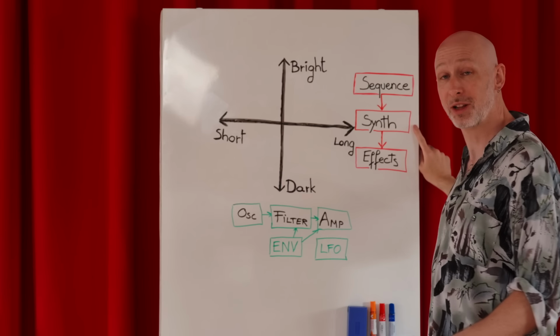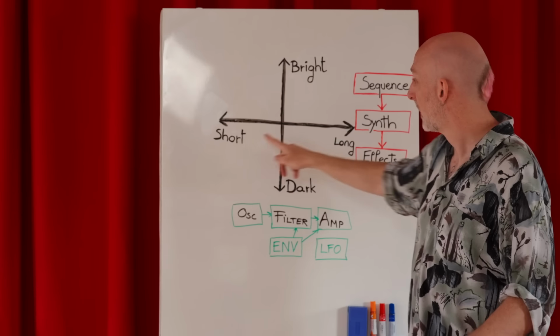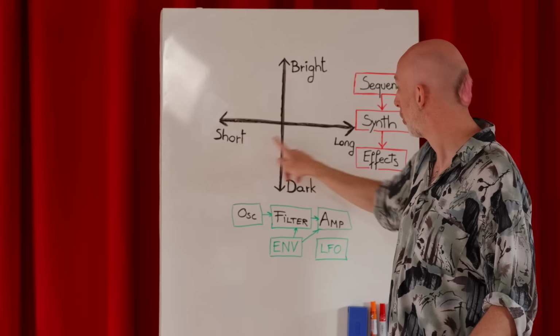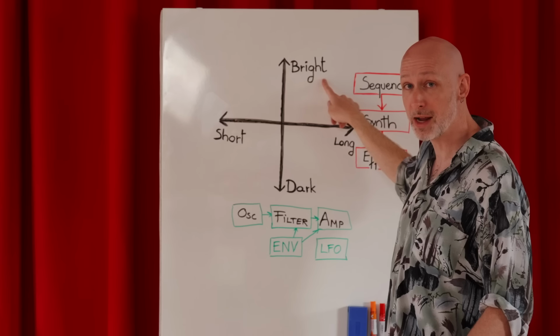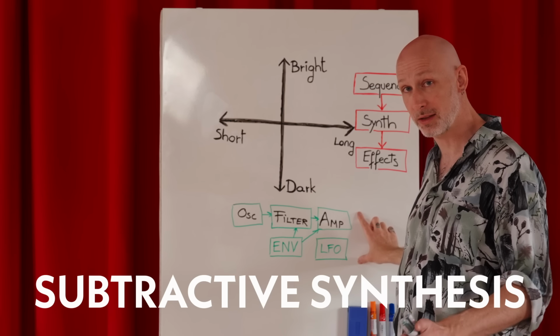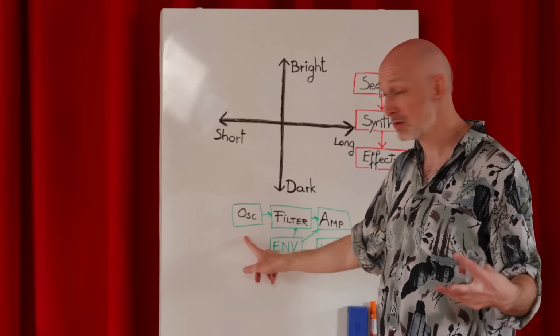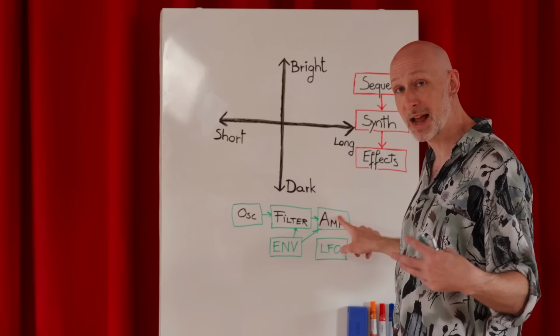Now that we've figured out how to trigger notes, now we look at the synthesizer. And for the synthesizer, we look at the sound design, and we want to get to a point where we can do short, long, dark, and bright. And for that, our main mental model is going to be subtractive synthesis. We remind ourselves that the oscillator, which is the raw sound, goes into the filter, goes into the amplifier.